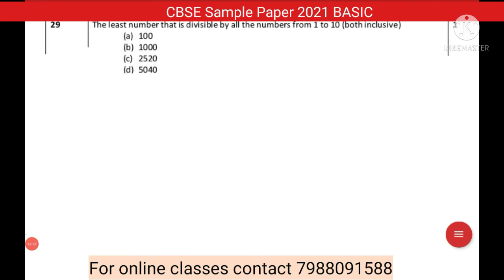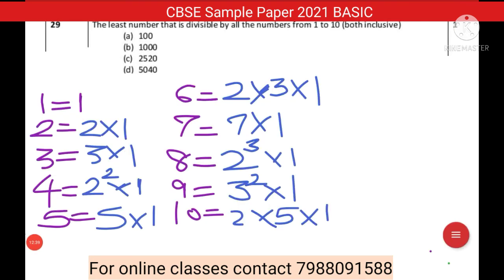Question 29 says the least number which is divisible by all numbers from 1 to 10, including both. So that means we have to find the LCM of the numbers from 1 to 10. Right? So let us write down the factors of the numbers from 1 to 10. So these are the factors of numbers 1 to 10. Now let us write down the LCM.